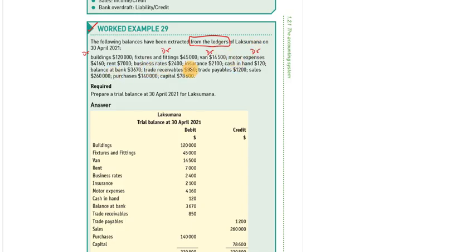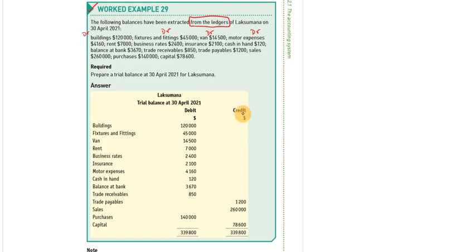So you have to write debit and credit. You write all debit items on the debit side of the list, and all credit items on the credit side of the list. When you total debit and credit, you will see that both sides are equal. If both sides are equal, it means you have correctly put all the values into the trial balance. The requirement is to use all these values to prepare a trial balance.